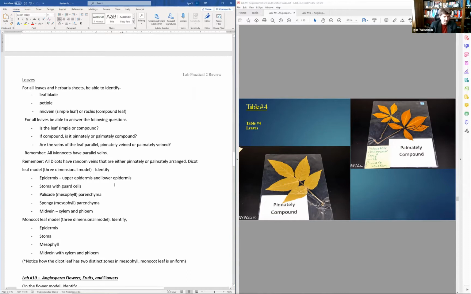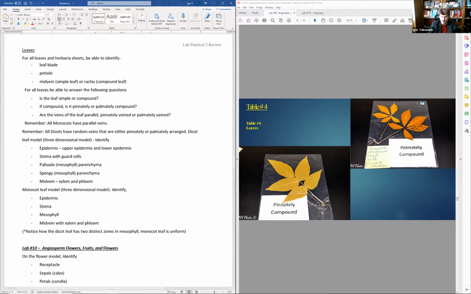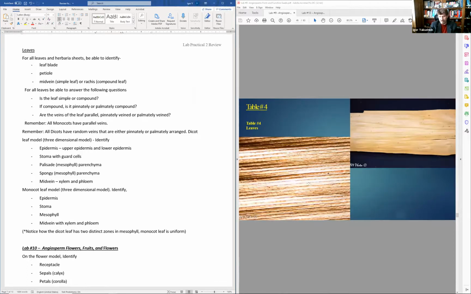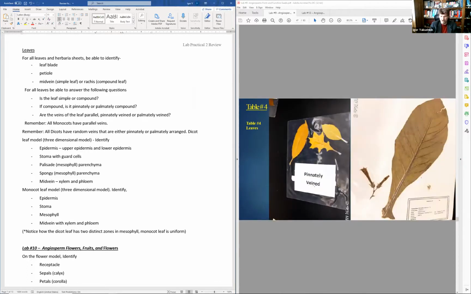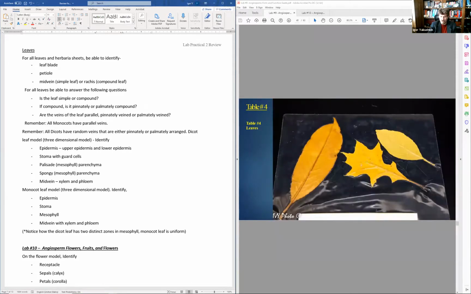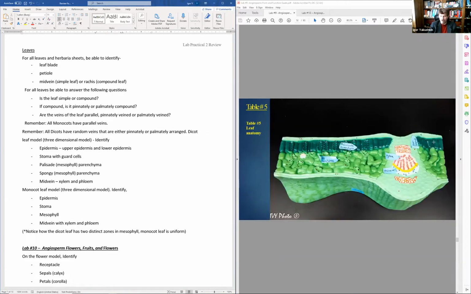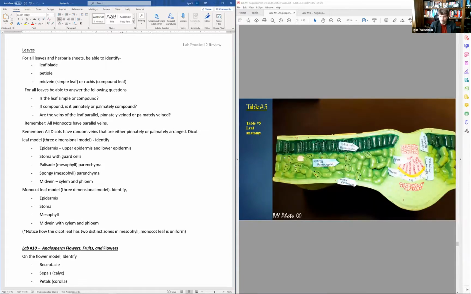So read the question. On the models, yeah, and the parallel veins right here, parallel venation is mostly for the monocots. Everything else is a dicot. We're looking at this one, that's a pinnate venation and the palmate venation. Palmately simple leaf.